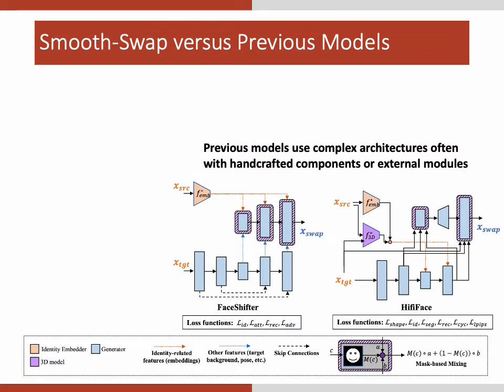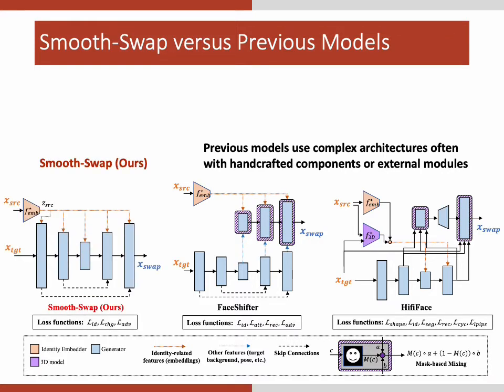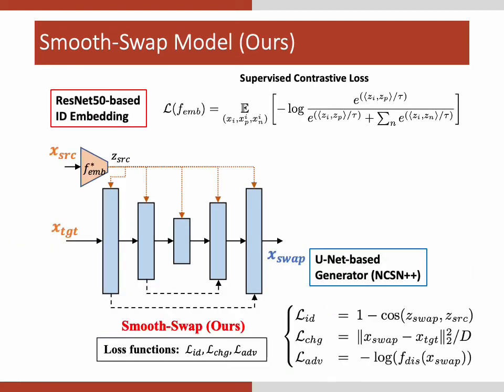Let's compare. As depicted, previous models use complex architectures, often with handcrafted components and external modules. This requires additional loss functions and incurs difficulty in loss weight balancing. In contrast, our Smooth Swap model is simple. In Smooth Swap, we have a simple U-Net-based generator. There are no dedicated designs for face swapping. Just the embedding vector is added at each layer, computed from the newly trained ID embedding model.